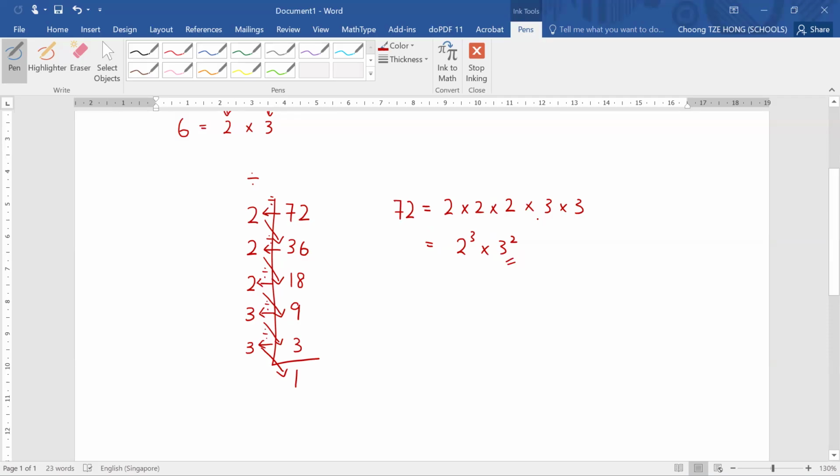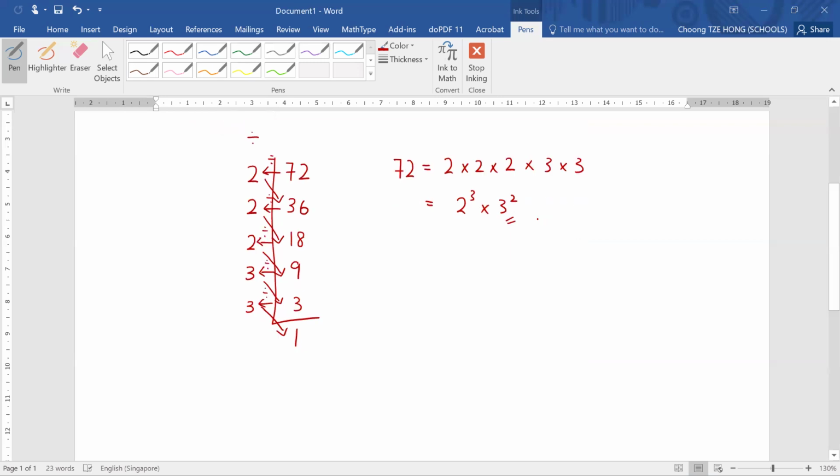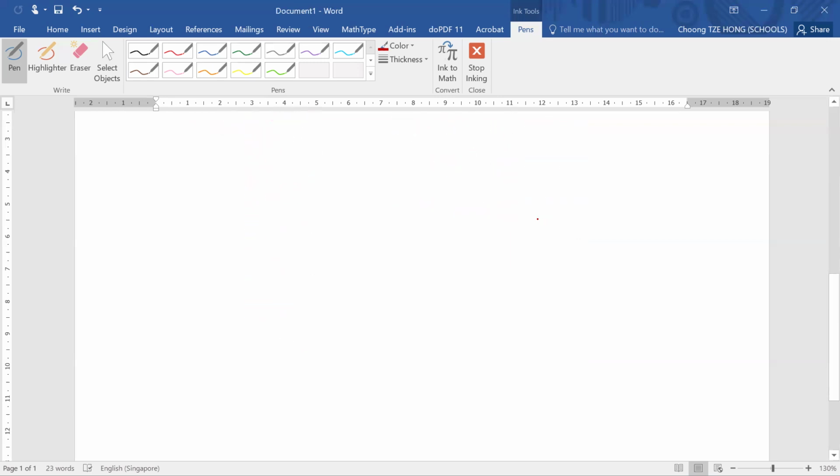Let's try one more example. Let's do 120. At this point in time, you can actually pause the video and try to do it yourself, and then continue playing the video to see if you're able to get the correct answer. So 120 is an even number, so divide by 2 and you get 60. 60 divided by 2, you get 30, so still even. Let's divide by 2 again, so you end up with 15.